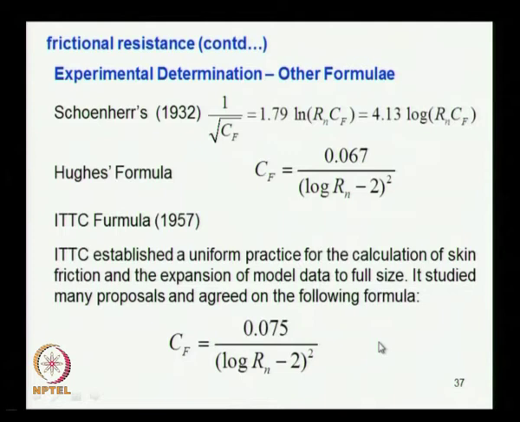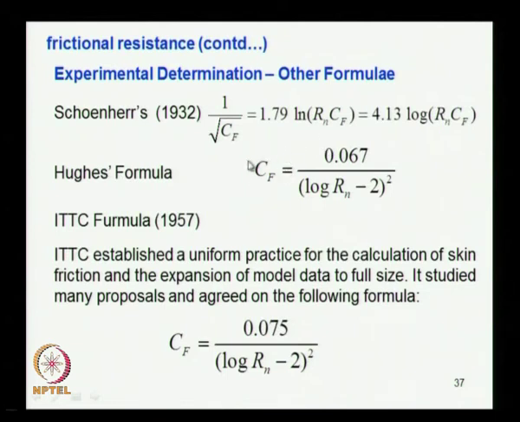So, various groups performed experiments using plates, mainly 2D plates. They came up with different expressions for the estimation of the frictional resistance coefficient. This is the one put forward by Schoner, where Cf is the frictional coefficient and the Reynolds number is a factor here. So, this is the expression given for the frictional resistance.